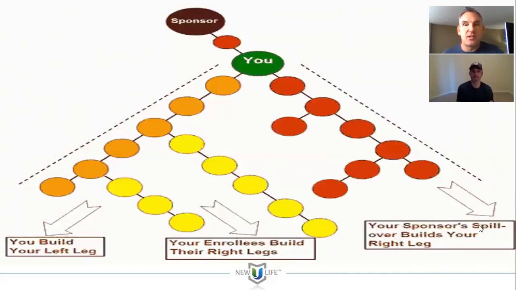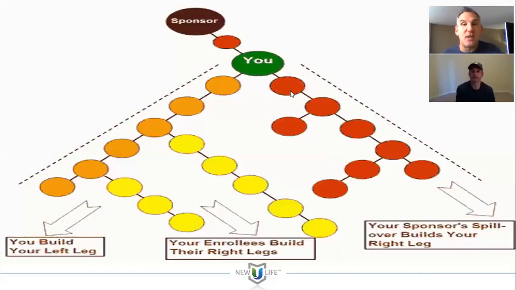This says your sponsor's spillover builds your right leg, which means not only are you bringing people down here on the binary tree, on this side and on this side. But people above you, like your sponsor and this individual right here, they're spilling people over into the tree. This sponsor might bring people down here. So this spillover is filling in all of the places on this binary tree. Not only you, but so are your people.